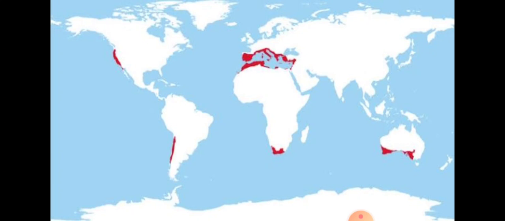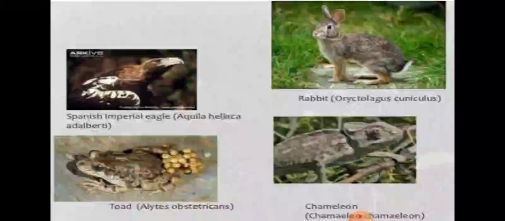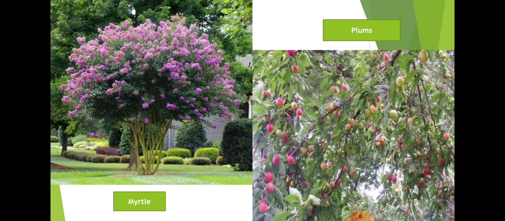See, look at the regions where the Mediterranean Sea is found on the world map. There you can notice that the region of the Mediterranean forest is very small, and the area covered by them is also very less. Now some of the animals found in the Mediterranean forest are the Spanish imperial eagle, the rabbit, toad, chameleon. There are other animals found in these regions.